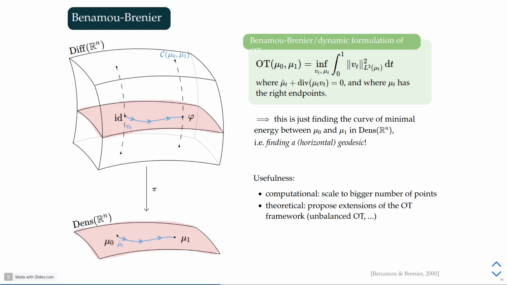And there is also a theoretical interest, because we can propose extensions of the classical optimal transport framework. For instance, in the continuity equation here, we could add a source term on the right hand side, and this kind of leads to unbalanced optimal transport. So this formulation is useful to propose extensions of the classical OT framework.